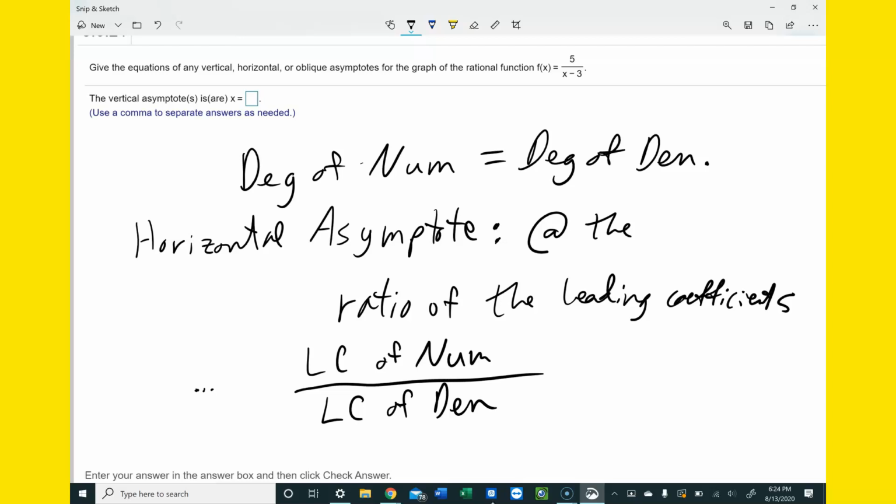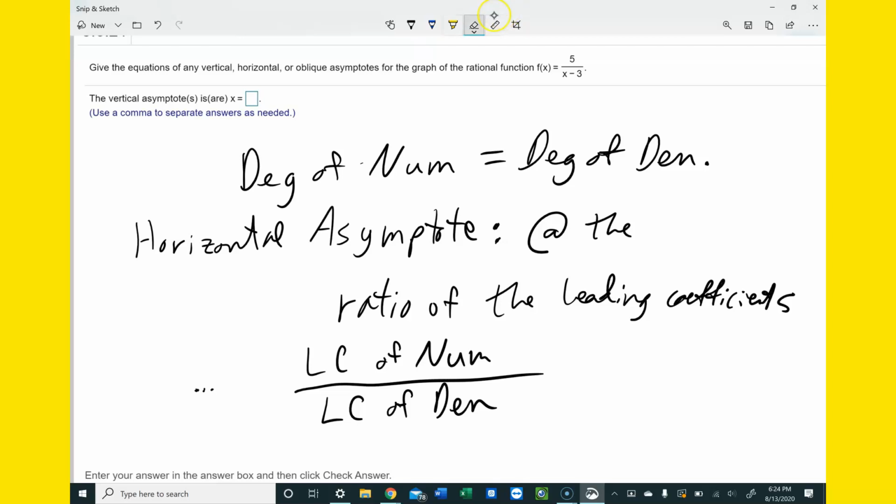All right, so let me recap this, okay? If the degree of the numerator is bigger, you will not have a horizontal asymptote, you will have a slant or oblique asymptote. If the degree of the denominator is bigger, you will not have a slant asymptote, you'll have a horizontal asymptote at y equals 0. If the degrees are equal, you will again have a horizontal asymptote, but not at y equals 0. It will be at the ratio of the leading coefficients. All right, that'll become more clear, I'm sure, as we go over examples of when these things occur.